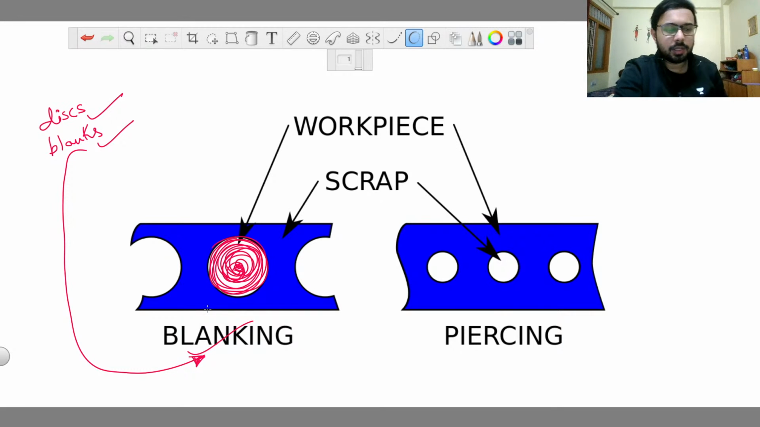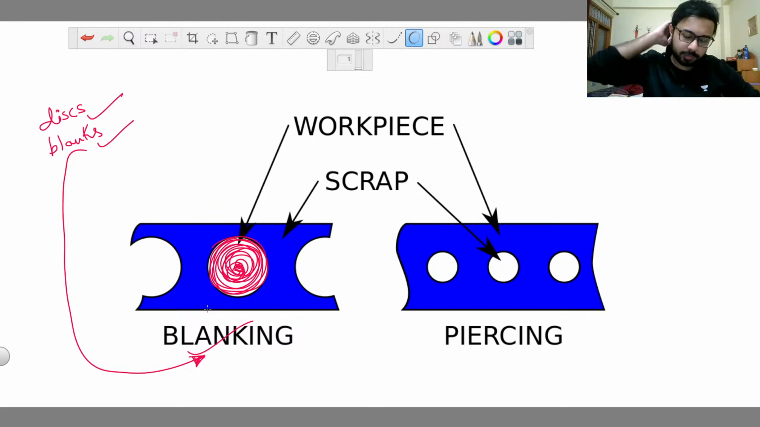If a disc is there in the question as the final object, or if a blank is there in the question as the final object, then blanking is the process we are doing, one process of sheet metal operation. And piercing simply means that you are removing that circular part from your workpiece to get the final object as your finished, desired product.